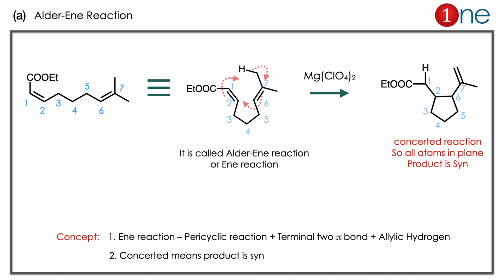Here, if you look at it, it's a kind of ene mechanism. It is also called the alder-ene reaction. So the answer is A here. Let us see how it will happen. The ene reaction occurs with a terminal alkene and with allylic hydrogen.